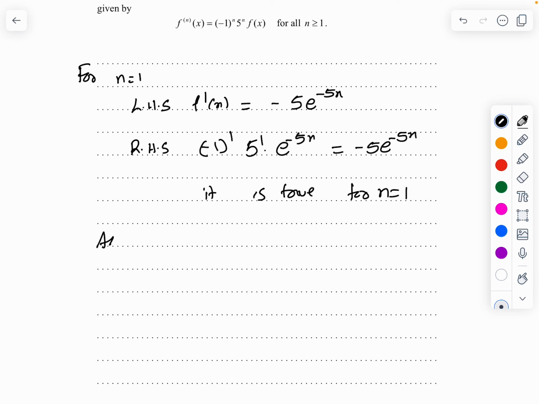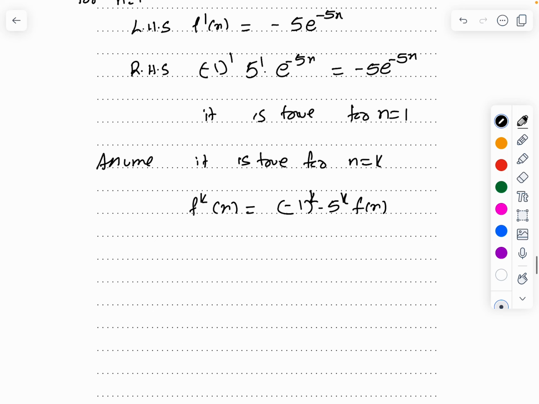Now assume it is true for n equals k. That is, the kth derivative of this should equal minus 1 to the power of k, 5 to the power of k, f of x. Now we have to prove that it is true for n equals k plus 1. That means the (k plus 1)th derivative should equal minus 1 to the power of k plus 1, 5 to the power of k plus 1 times f of x.